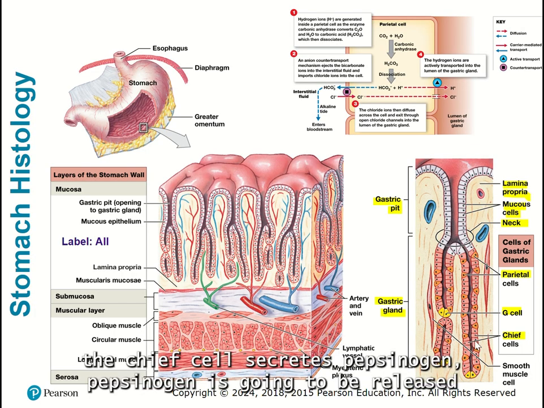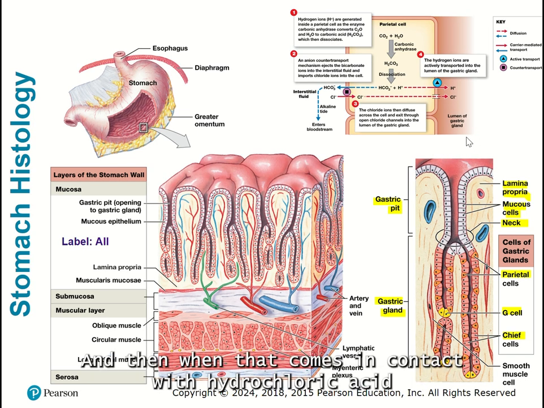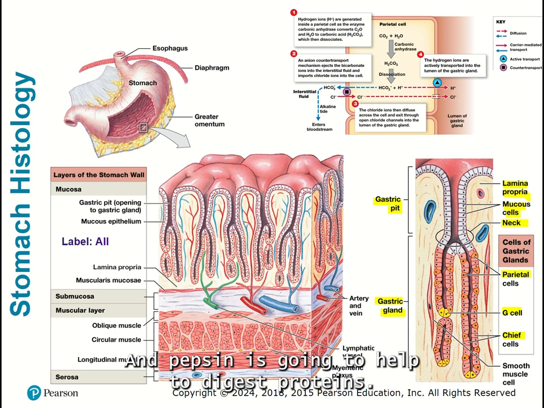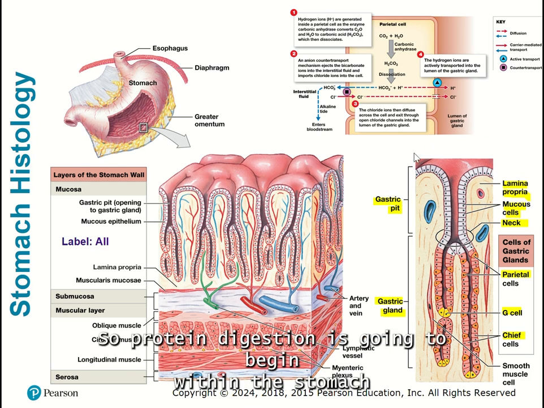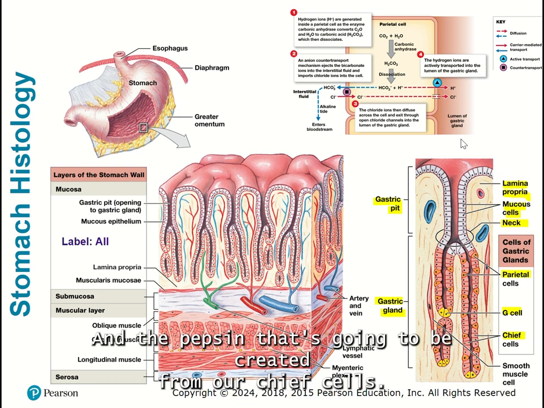The chief cell secretes pepsinogen. Pepsinogen is going to be released into the gastric pit and then into the lumen. And then when that comes in contact with hydrochloric acid, the hydrochloric acid is going to activate it to pepsin, and pepsin is going to help to digest proteins. So protein digestion is going to begin within the stomach because of the hydrochloric acid and the pepsin that's going to be created from our chief cells.